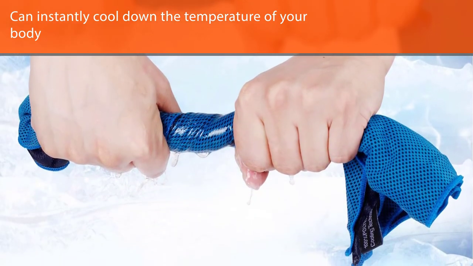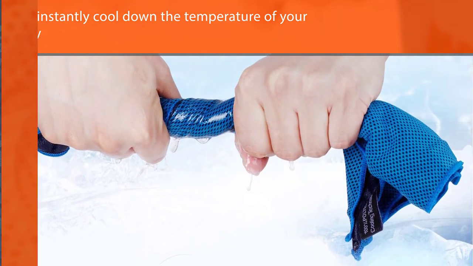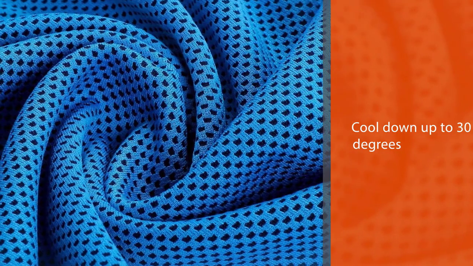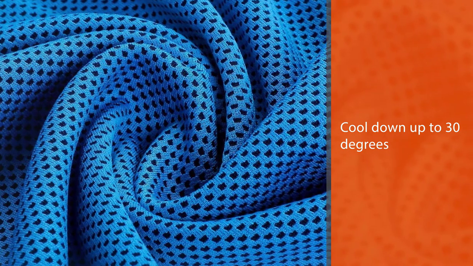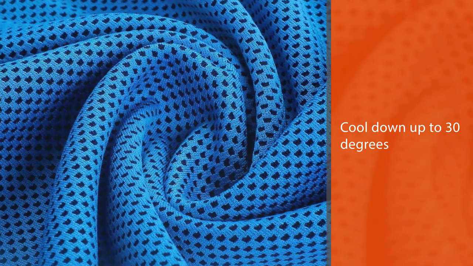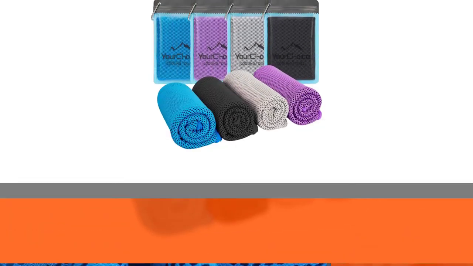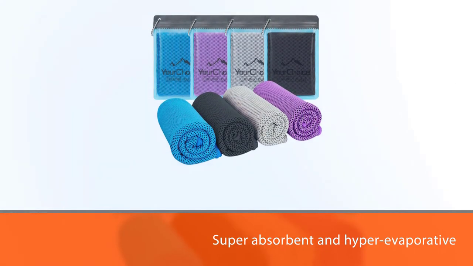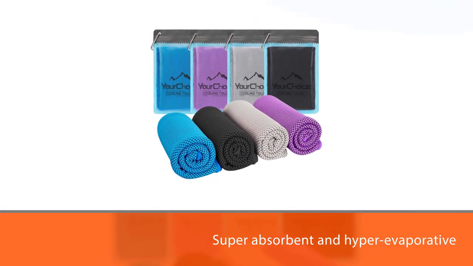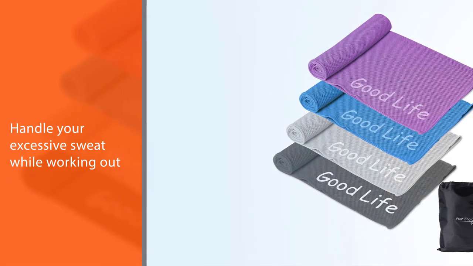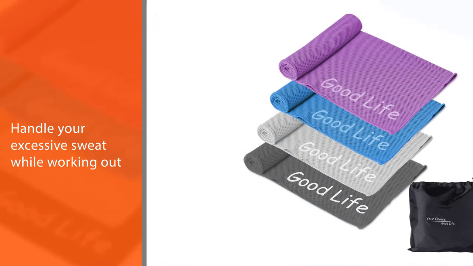So as to achieve such diverse purposes, this brand has manufactured this wonderful neck wrap with polyester ice cool fabric. Thanks to the premium material, this neck gaiter can instantly cool down the temperature of your body up to 30 degrees. Plus, it is super absorbent and hyper evaporative to handle your excessive sweat while working out.